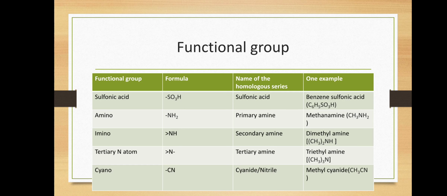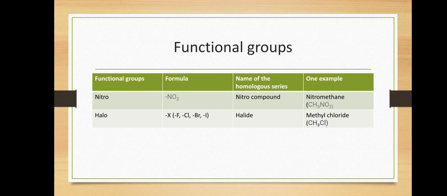Okay, the next one is cyano group. Formula is CN. Name of the homologous series is cyanide or nitrile. One example is methyl cyanide, CH3CN. Next, nitro group. Formula is NO2. Name of the homologous series is nitro compounds. One example is nitromethane, CH3NO2. Next is halo group. Formula is X. It may be fluorine, chlorine, bromine or iodine. Name of the homologous series is halide. One example is methyl chloride, CH3Cl.